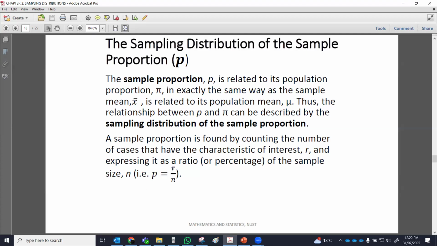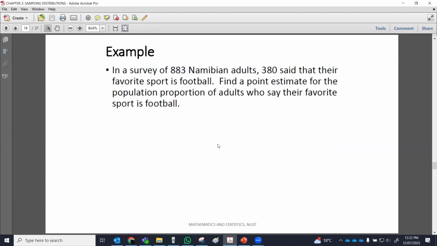Now, how do we calculate our sample proportion? We just say R divided by N. Remember, N is our sample size, and R is the number of cases that have the characteristic of interest. So if I pick a sample from the big class, and R of them in that sample have the characteristic I'm interested in, whether it is male or owning a car, I take that number and divide it by N, our sample size.